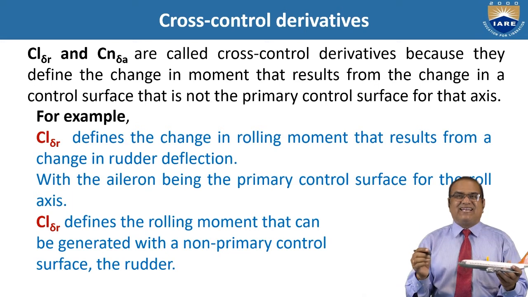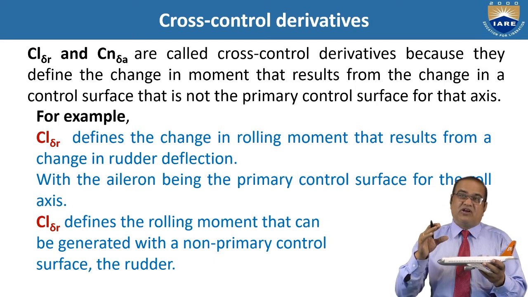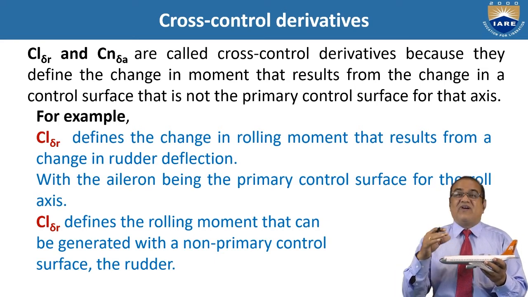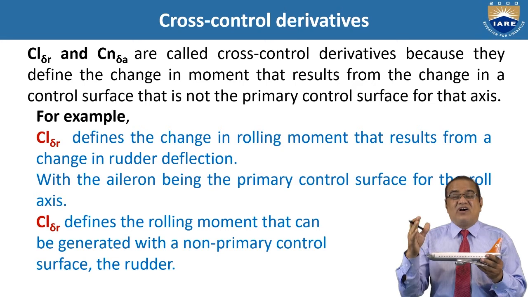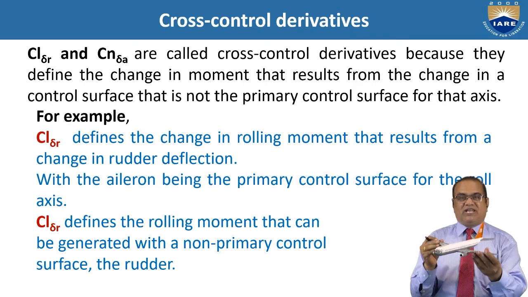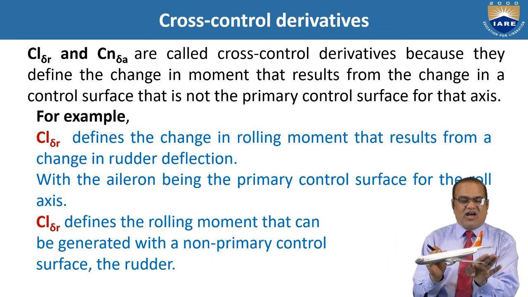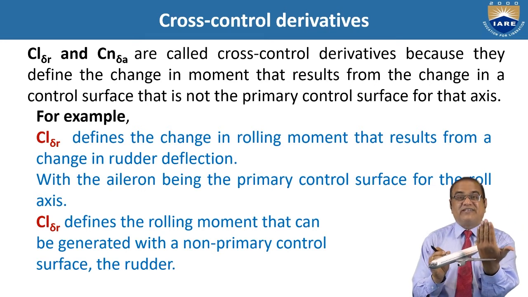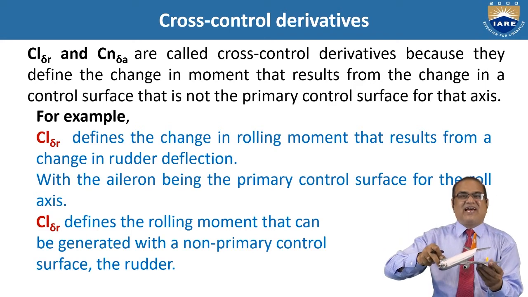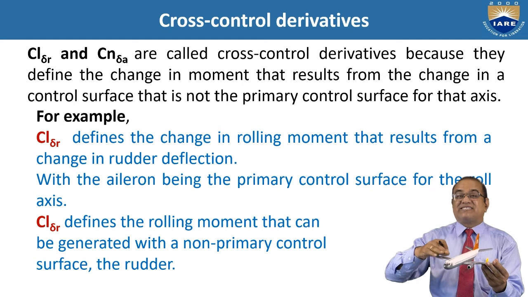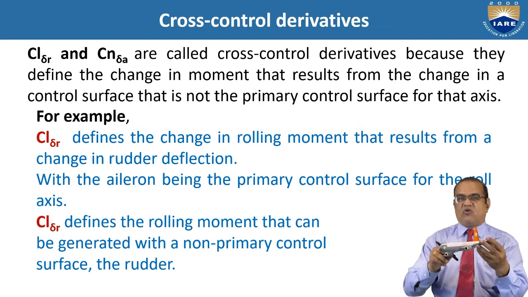So Cn delta A, what is it? It is the yawing moment coefficient when we vary the aileron. Normally the function of the aileron is what? The function of the aileron is to make the rolling. It means if I want to make the right wing go down, the aileron of the left wing will go down. Here you will get more lift, and here you will get less lift because this aileron is going up and this aileron is going down. So the right wing will face less lift, the left wing will face more lift, and the aircraft will roll right wing down.